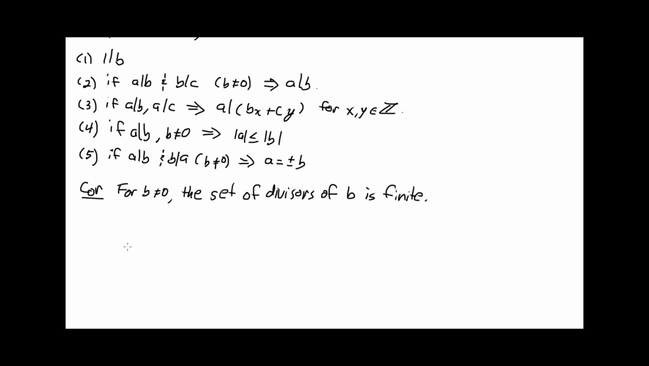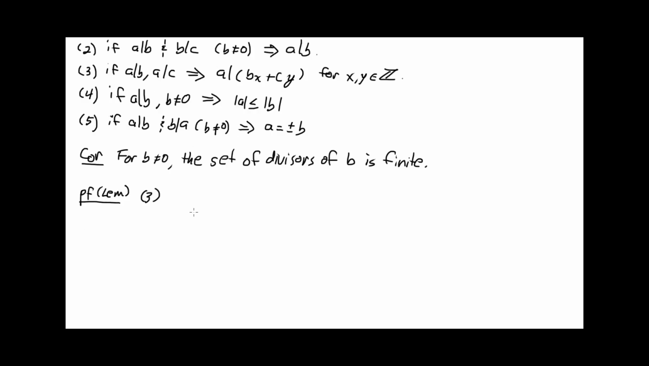All right, so for the proof of the lemma, let's just prove number 3, and the rest we'll leave as exercises in the homework. The setup is that we have a dividing b and a dividing c, and we want to show that a will divide any linear combination. This is of course a definition chase. What does it mean for a to divide b? It means that you can write b as a multiple of a. And a divides c just means that you can write c as a multiple of a as well.